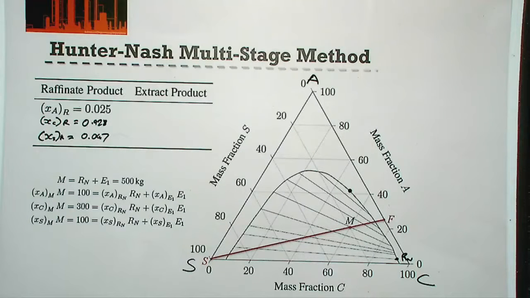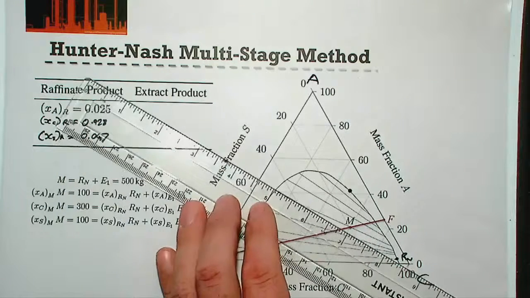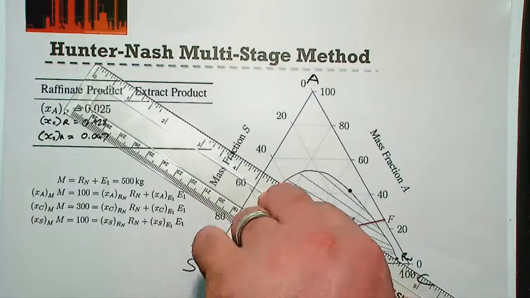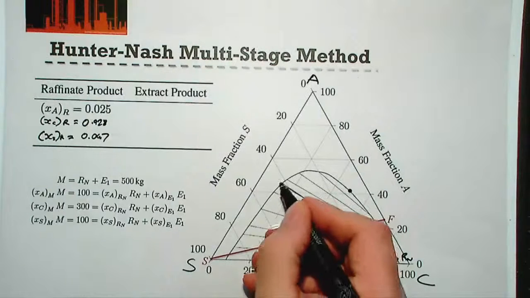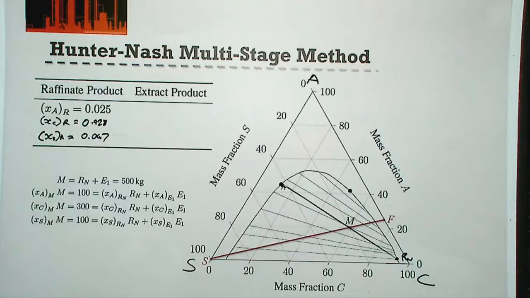So the next thing we need to do is find our extract point. Okay? So we know that the overall mass balance for the system, our raffinate plus our extract must give our mixing point. Okay? So because it's a mass balance, we know that they all must lie on the same straight line. So what we can do is draw a straight line from our raffinate point through our mixing point until it reaches the other side of our equilibrium curve. Okay? And that is our extract point.